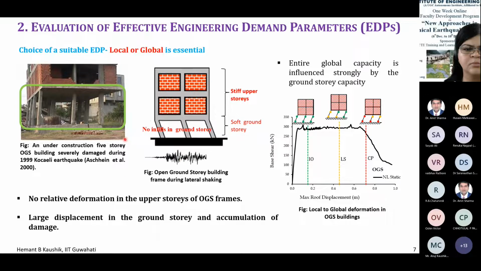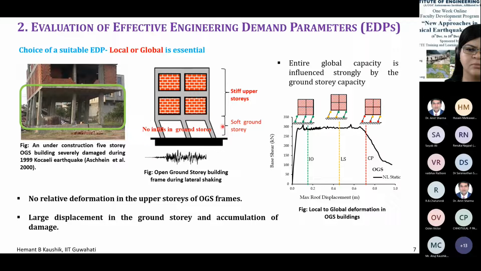So what I'm showing you here is the open ground story building, which is a vertically irregular building. And we will use some of the local EDP and the global EDP in these buildings. So we know what the problem with the open ground story is, right? The ground floor columns are subjected to very heavy ductility demand, very heavy shear demand. And most of the time these ground floor columns fail.